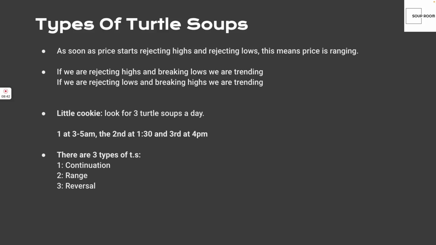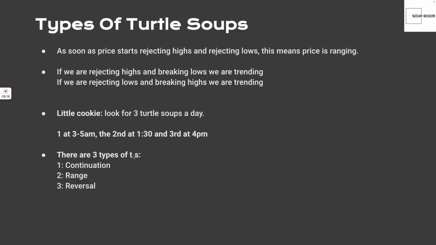Here is a little cookie. Look for 3 turtle soups a day. 1 at 3 to 5 a.m., 2 at 1:30, and 3 at 4 p.m. So 1 turtle soup between 3 and 5 a.m., another turtle soup at 1:30 p.m. (sorry, I meant to say 1:30 p.m., not a.m.), and a third turtle soup at 4 p.m. This would be the New York p.m. session, and this as well.